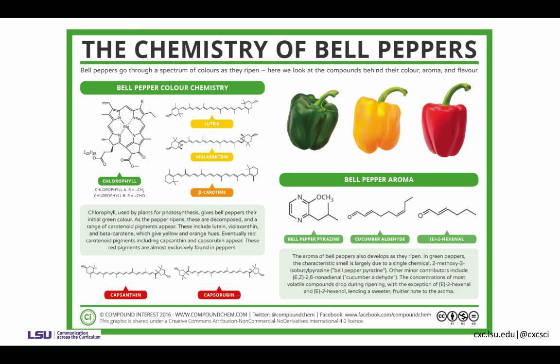This example from Compound Interest illustrates how color selection can both unify and color code information on a poster. Notice how the bell peppers are both an interesting visual element, but also a legend for chemical compounds.